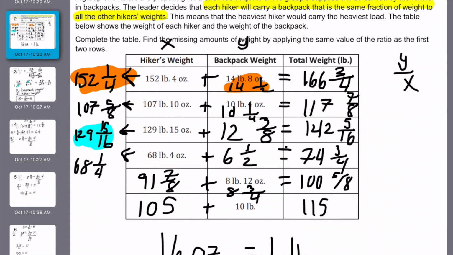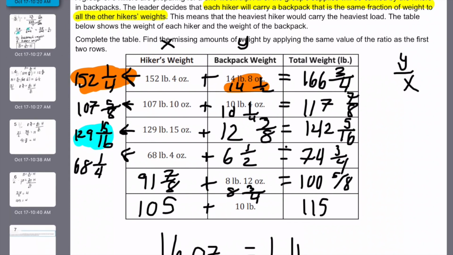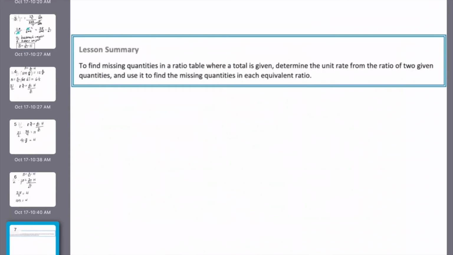Okay. Now this is a lot of work, and let's go to our summary page. Our summary: to find missing quantities in a ratio table where a total is given, determine the unit rate. That's what we did at the very beginning. That was like we were finding our constant of proportionality. Okay, same process. From the ratio of two given quantities, use it to find missing quantities in each equivalent ratio. You will most likely have to write an equation and use that equation to help you, and that's okay.